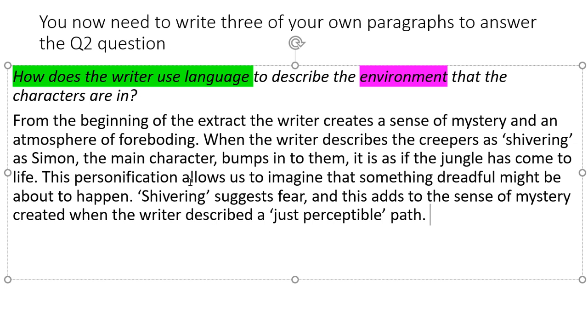Now, that's quite a short paragraph, but there's two pieces of evidence in there, and it's all taken from paragraph 1. The language, shivering, is used to describe this place, and this place feels like something bad is going to happen. It feels mysterious, it feels slightly sinister. And those words shivering and just perceptible suggest that. We can't really see where the path is going. And as you bump, the plants are described as shivering. So that would be my first paragraph.